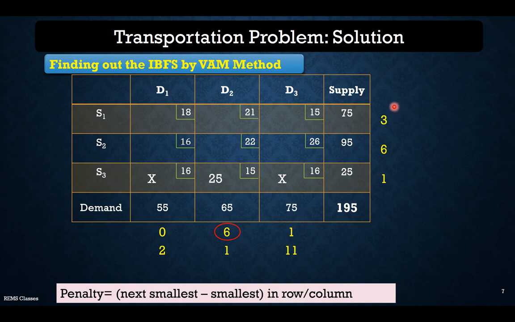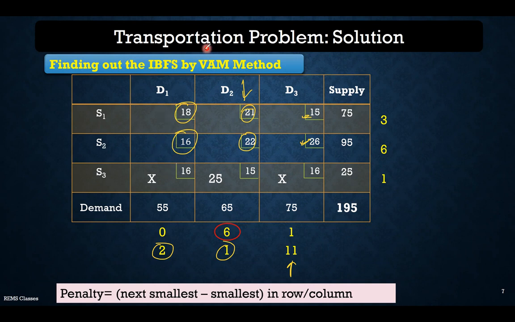So the next penalty for this particular column: we have 26 minus 15, so this is 11. Again, for this particular column, we have 22 minus 21, so we have 1. And for this particular column, 18 minus 16, so we have 2.